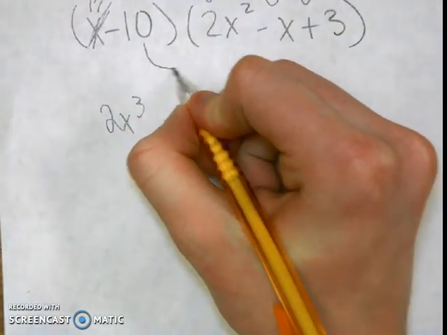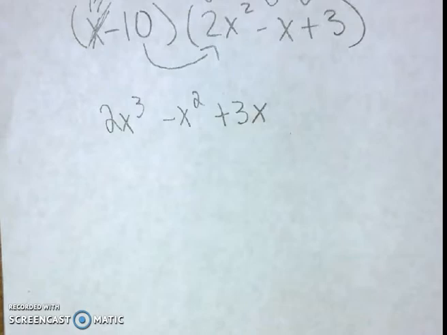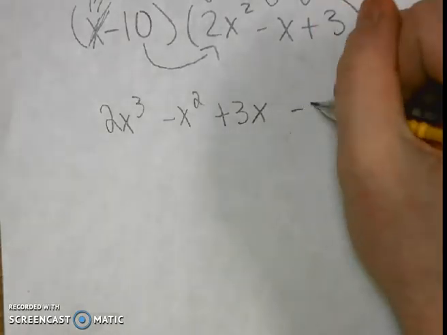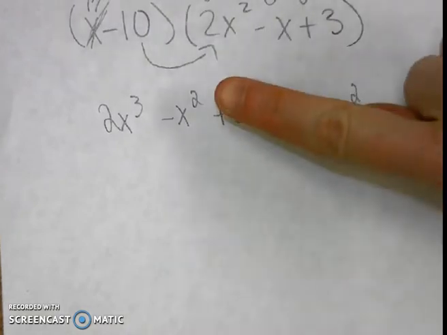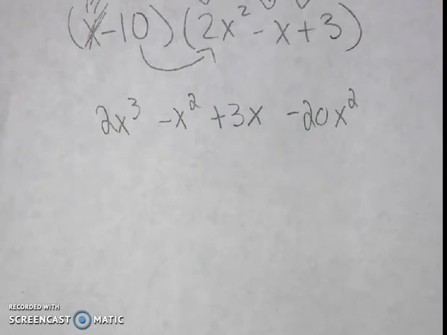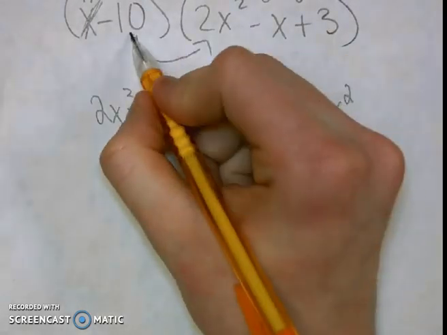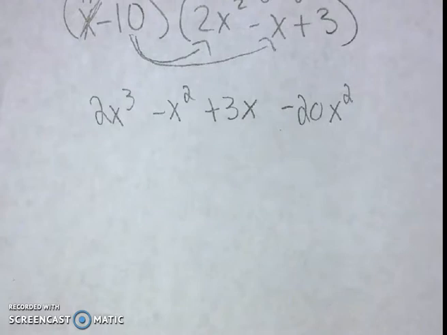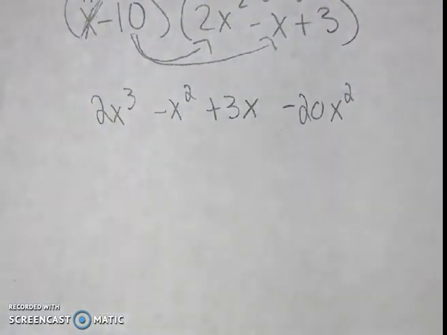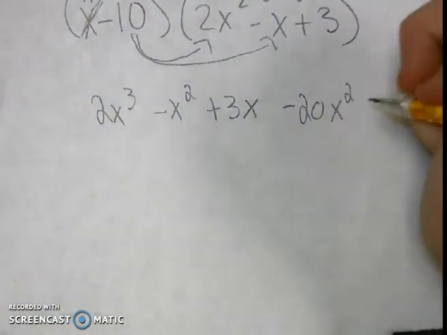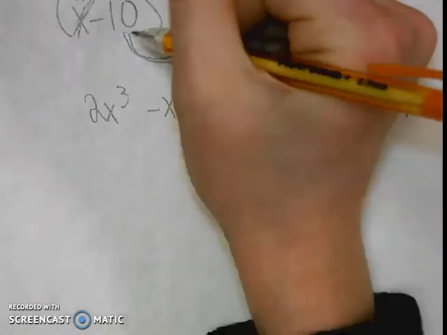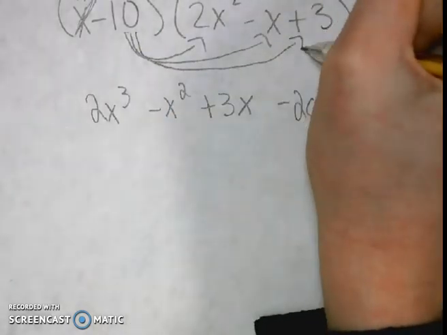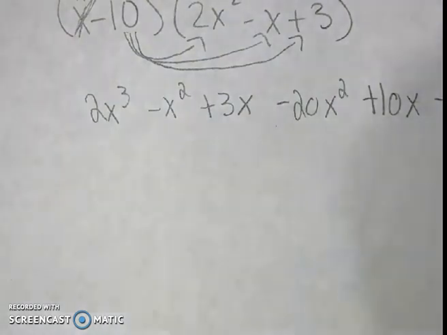So negative 10 to 2x squared is going to be negative 20x squared. Perfect, and I like how she brought in that negative 10. That's really tricky to distribute the negative. And then negative 10 to negative x is going to be positive 10x because the negatives cancel out, so it'll be positive 10x. Then negative 10 to the 3 is going to be negative 30.